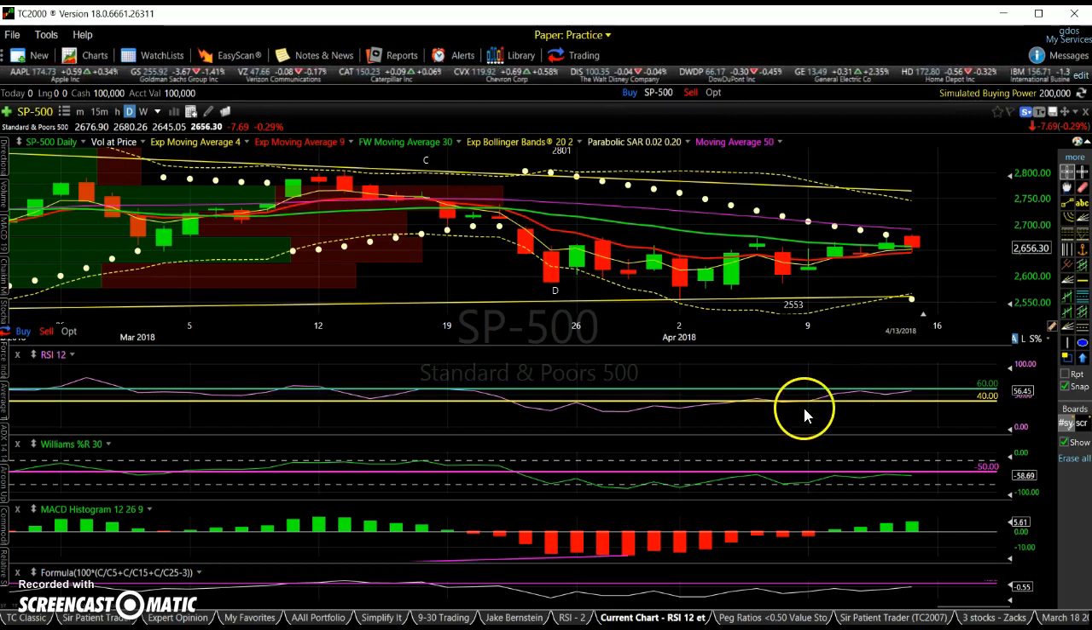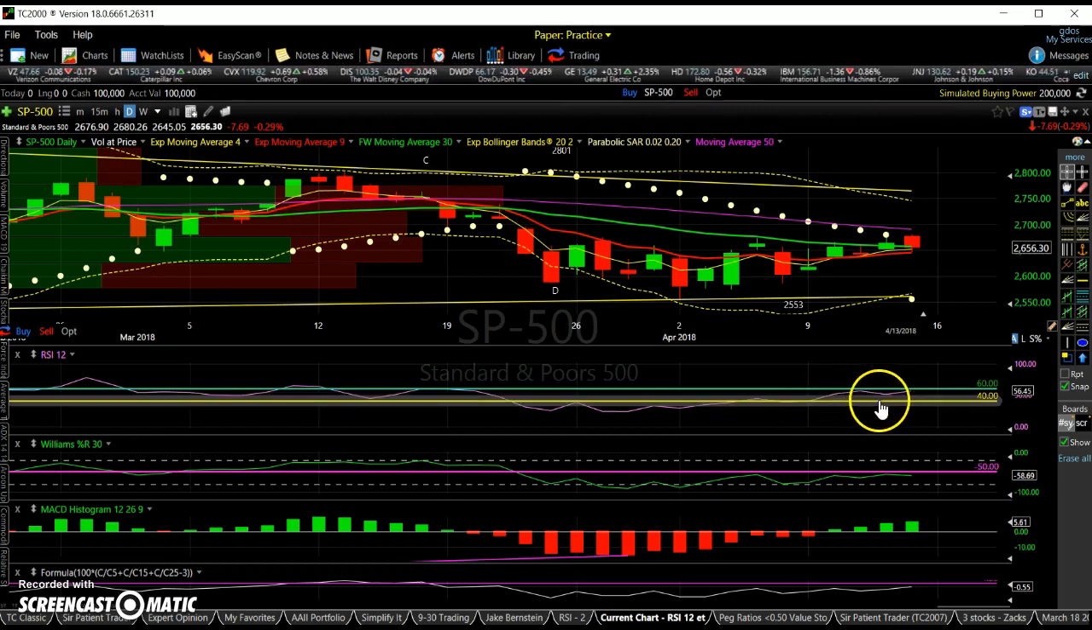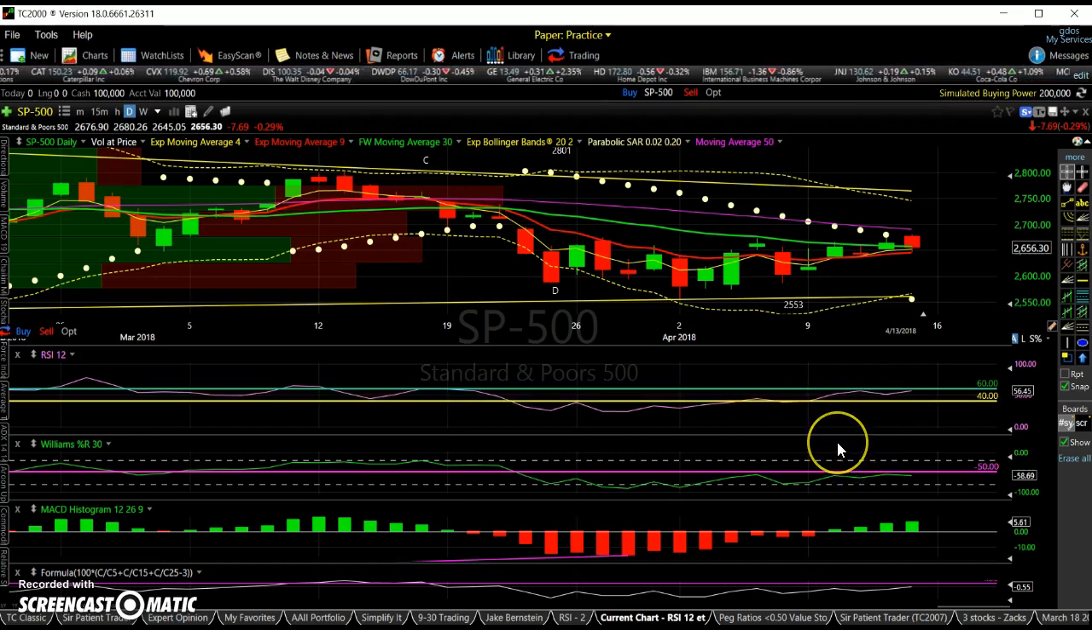Now, RSI 12 is above the 40% line, and although this is typically used with the weekly chart, I think it's instructive to note that. Williams percentile with the 30 period is still below the 50% line, and again we want to see it cross above. And MACD though has turned bullish in the last week, because from Tuesday, Wednesday, Thursday, Friday, MACD turned bullish. And the sum of the rate of change indicator, well, it's still below 4%. So we have a ways to go there.